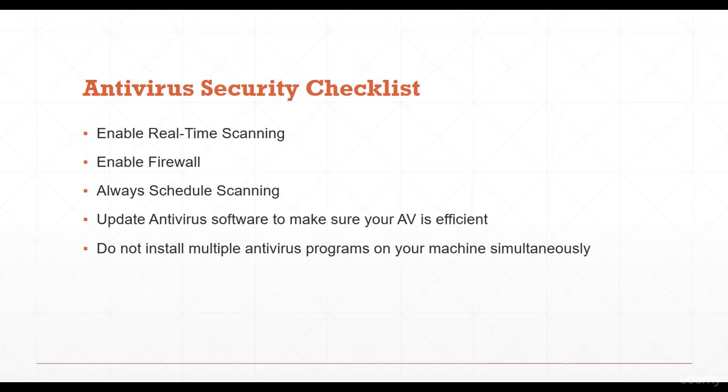These are a couple of antivirus security checklists that are supposed to be followed by each and every one of us. The first thing is to enable real-time scanning to make sure that no virus, worms, or trojans attack at any particular point of time. Then make sure to enable the firewalls and always schedule the scanning. Always update the antivirus software to make sure your antivirus is efficient. And make sure that you do not install multiple antivirus programs on your machine simultaneously.